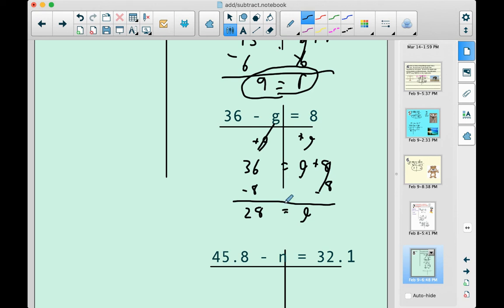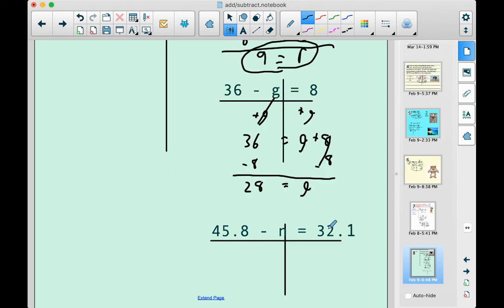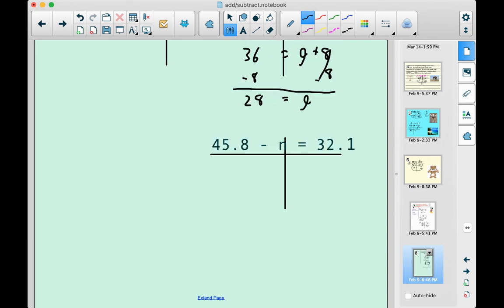Okay. All right. So this last example, just to make sure we can do this with decimals. Make sure those don't throw us off. The idea is very much the same. So we've got minus r. We're going to add r. And that gives me 45.8 on this side, equals r plus 32.1. Okay, just those two added together.